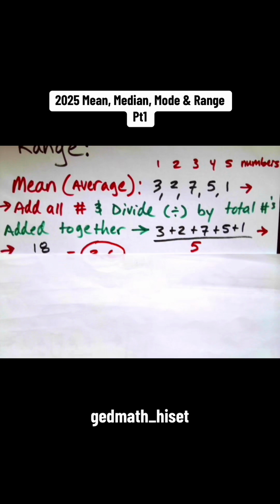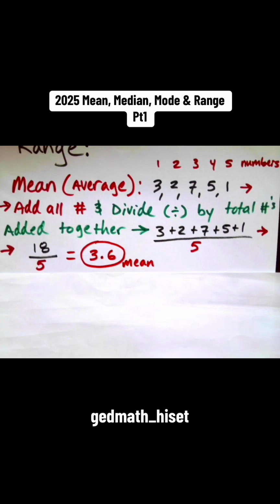So when you add these numbers up together, you're going to get 18. 2 plus 3 plus 7 plus 5 plus 1 is 18, and then you divide by 5. You can use your calculator or manually divide. 18 divided by 5. If you haven't seen my fraction videos, take a look. Every fraction is a division problem. 18 divided by 5 will give you a 3.6 average, or mean.